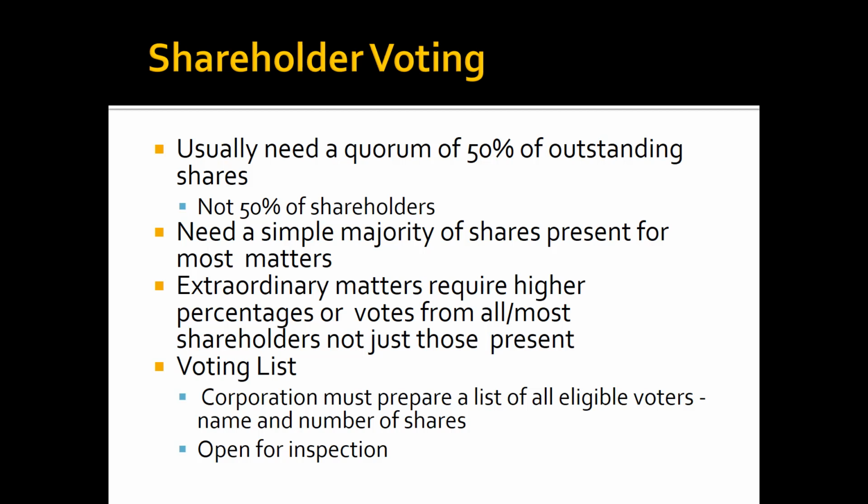The corporation is required to keep a voting list of all eligible voters with their name and the number of shares. Remember, this isn't classic democracy. If you have 500 shareholders, 251 shareholders don't win. It's, all right, 500 shareholders, how much stock do they each own? Well, one guy has 200,000 shares. He's pretty important. 10 people have one share. They're not very important.